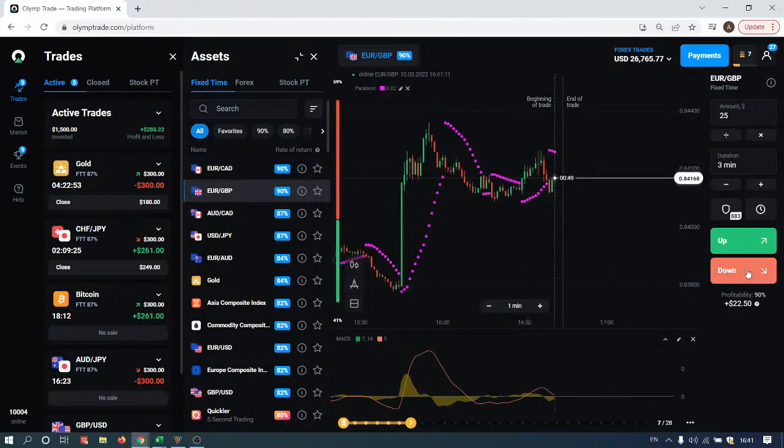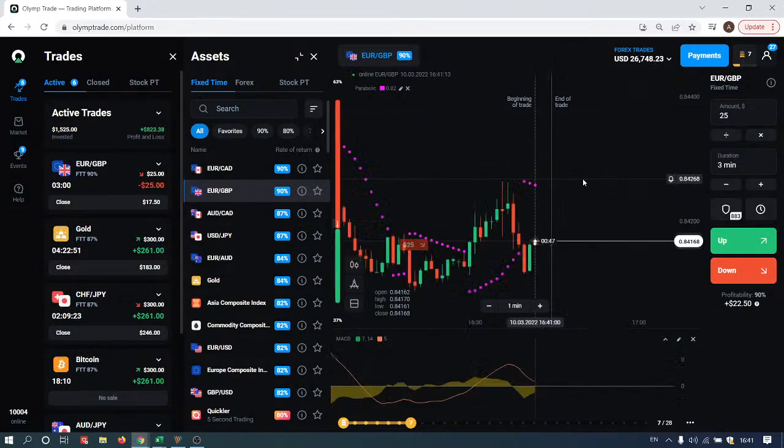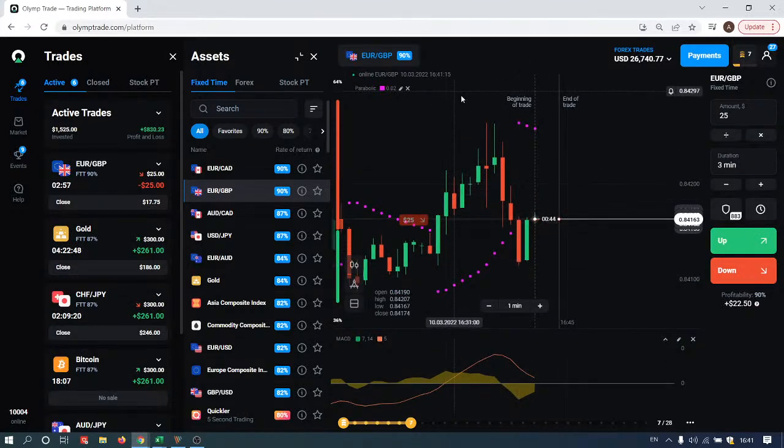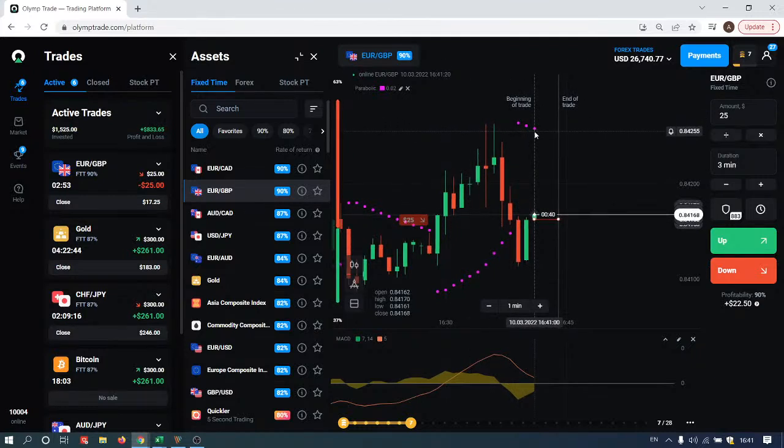What will be my next trade? Okay, so let's try opening a trade on Euro GBP. So we have this parabolic SAR dots above the price, and the MACD area is under the middle line.